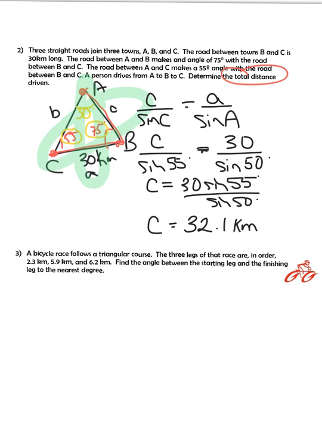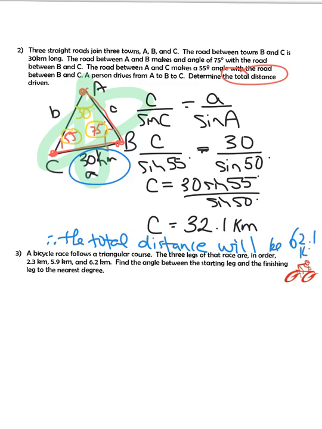So I want the total distance. So to get my total, we have to add on the 30 from here. The total distance will be, I guess, 62.1 kilometers. Okay, so I have my side C, but I want to add on this because we're traveling from A to B and then landing at C. Okay, so that's how we do a question like that.